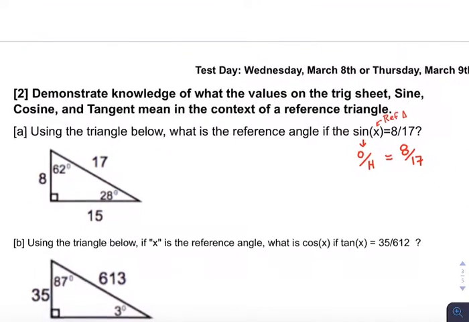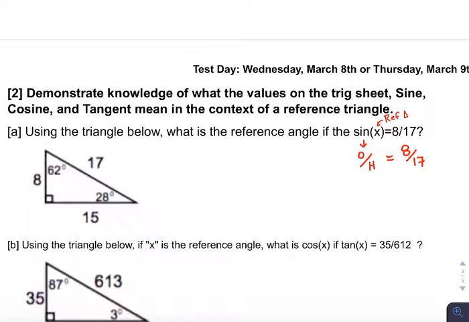What we're looking for is an angle whose opposite over hypotenuse ratio is 8 over 17. Well, if you note here that we have 8 over 17, 8 is here, 17 is here, we expect the hypotenuse to be 17, which tells us the opposite is 8. And so if the 8 is sitting here on this side, we want the angle that's opposite from it, which is 28. And so the reference angle we're looking for has to be 28 degrees.